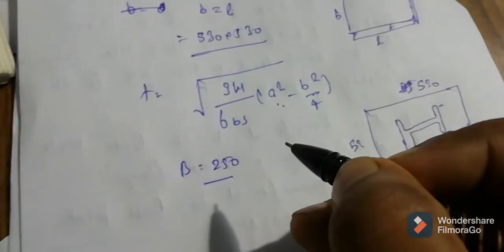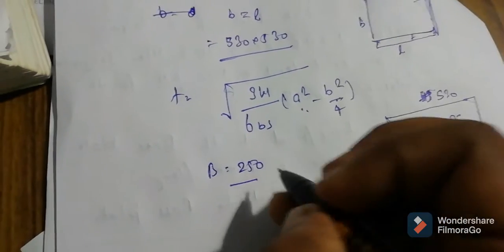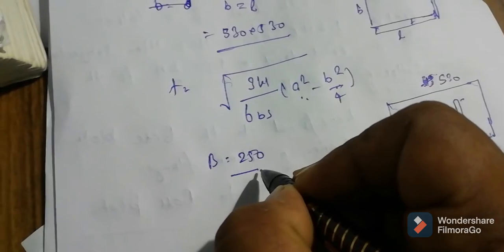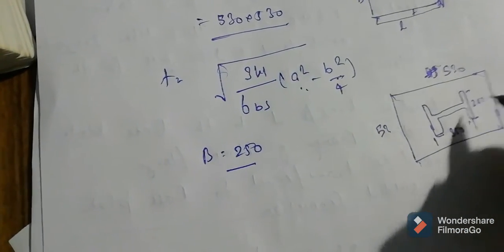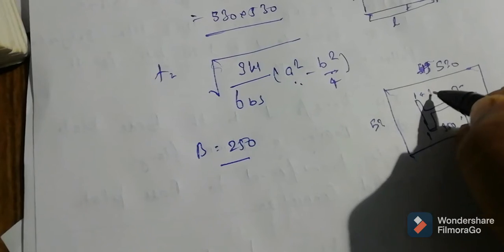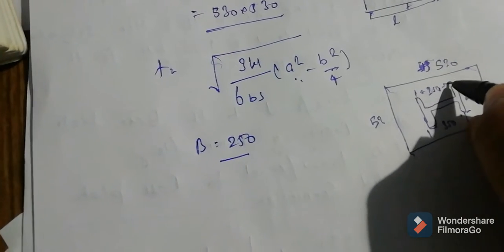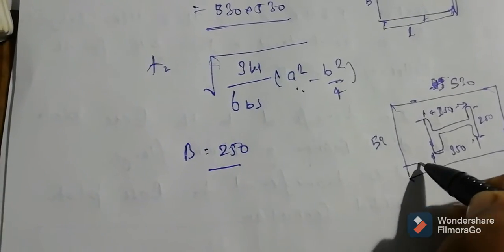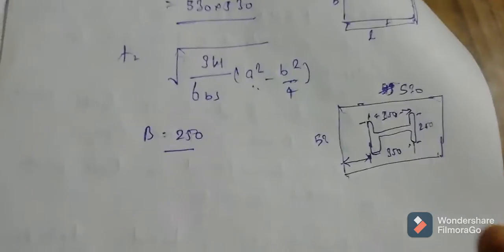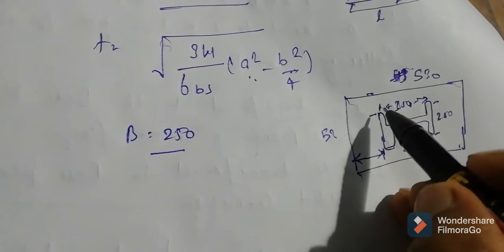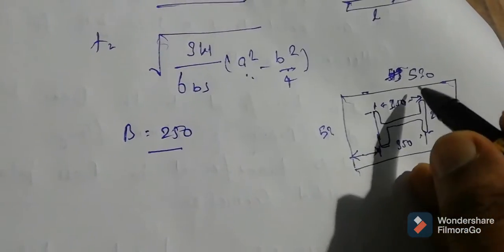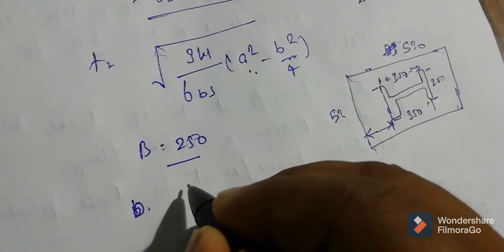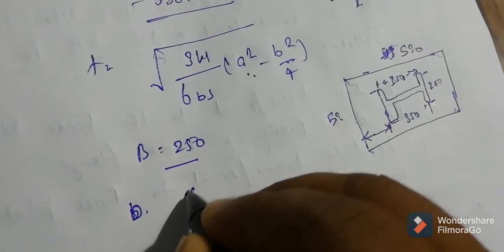Okay, so if you go to the properties of ISHB 350, you are going to find the width of the flange equal to 250. Okay, so this is your 250, this is your 350. Now we are going to find this distance and this distance. Now we are going to find this a. Whichever is greater, we are finding that. So here 530. So b, let's we are going to find the 530.